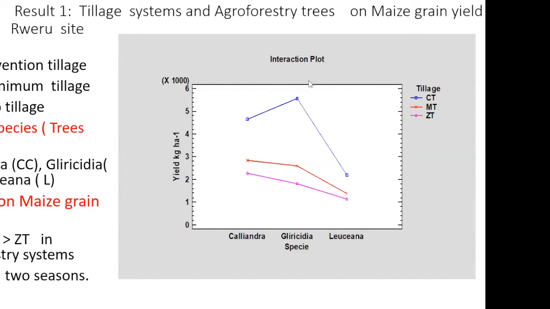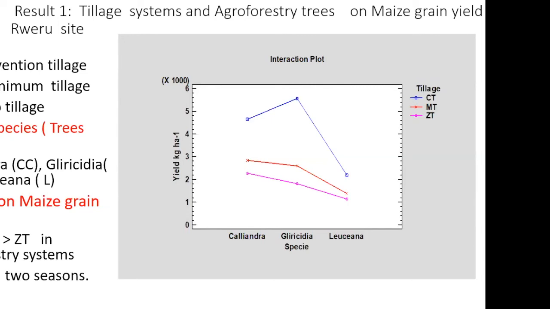Zero tillage is really down because we have two rainy seasons, even if there is sometimes drought, and weeds come often, and it gives hard work to the farmer to always remove the weeds. That is why it gives a low yield, due to competition with weeds.